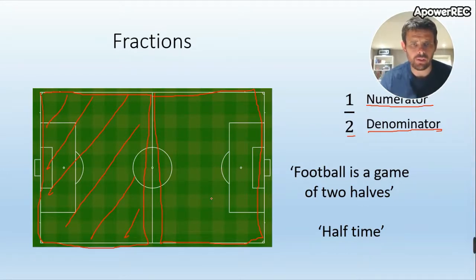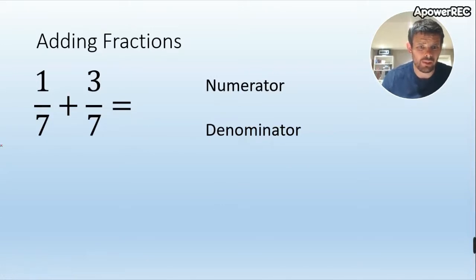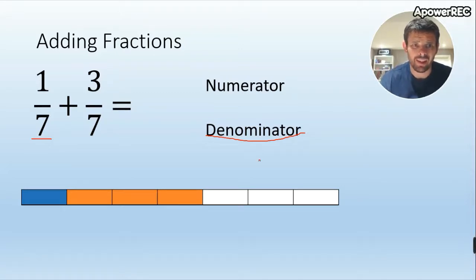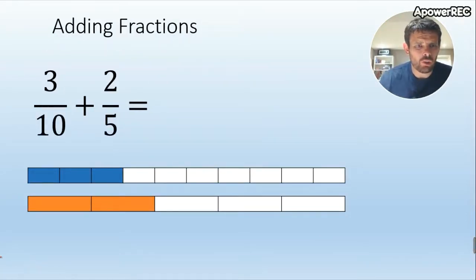So, how do we add fractions together? Well, it's very simple if our denominators are the same. 1/7 plus 3/7. Here's our whole, and we've divided it into 7 equal pieces because our denominator says 7. We have got 1/7 here, 1 out of those 7 pieces. We add another 3 of those 7 pieces, so now we have 1, 2, 3, 4 of our 7 pieces. So if we're adding fractions with the same denominator, we just add our numerators together and our denominator stays the same.